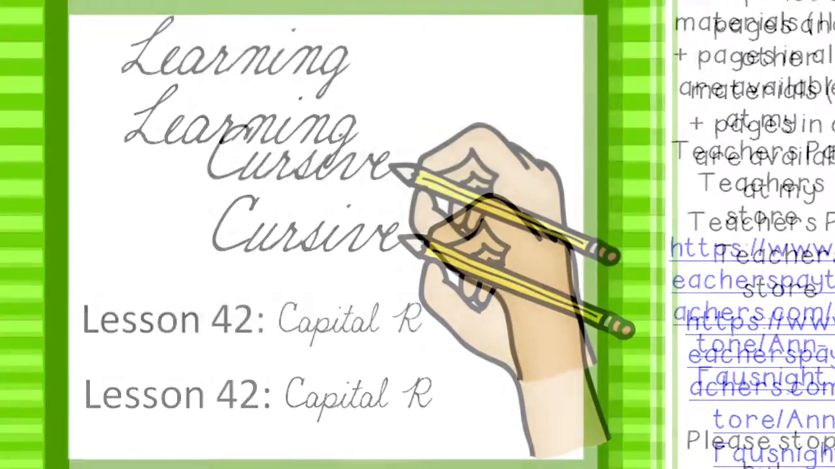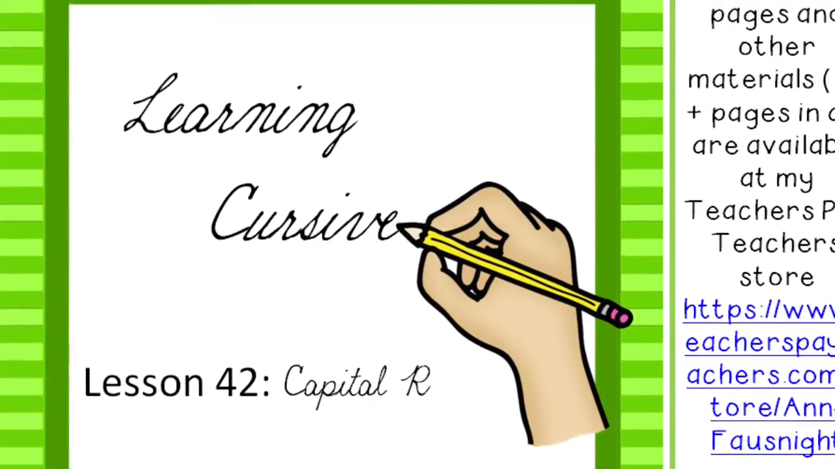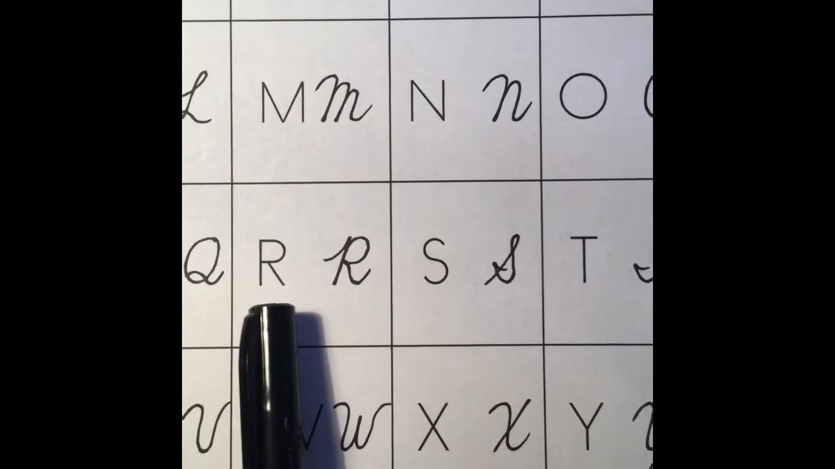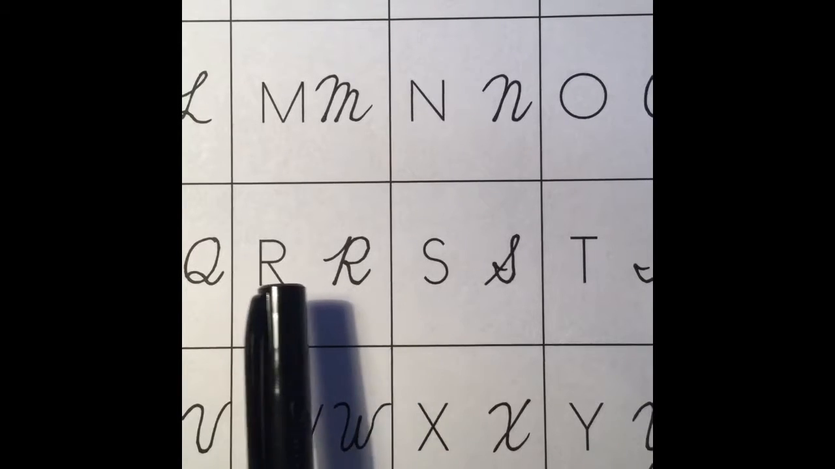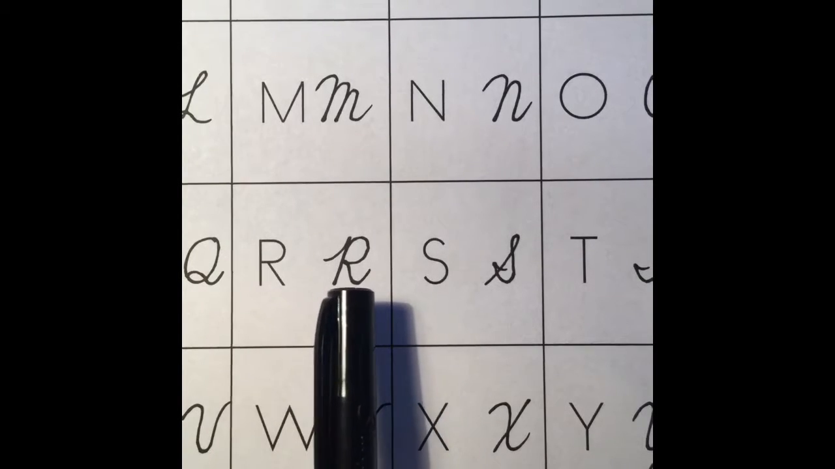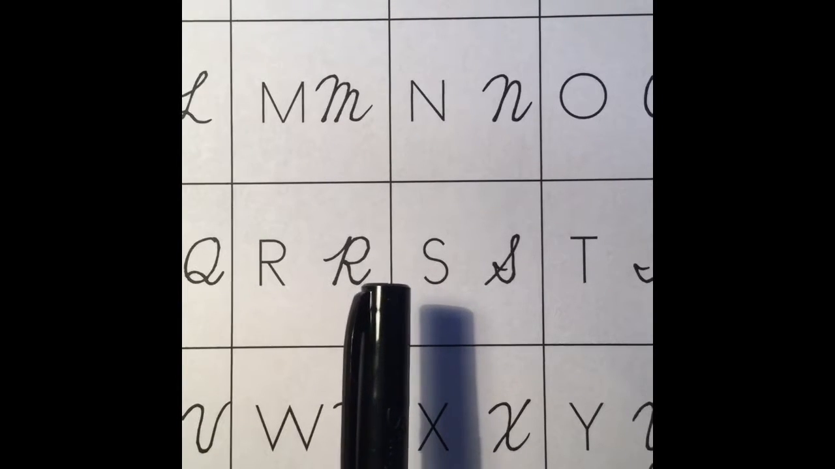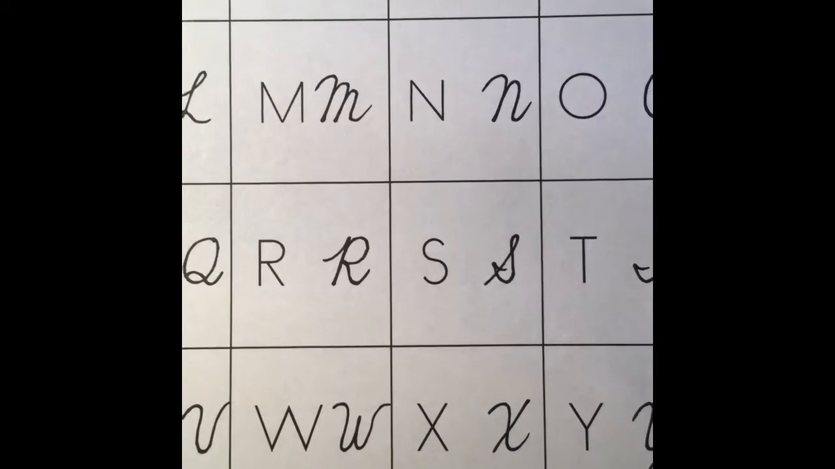www.teacherspayteachers.com/store/Ann-Fosnight. Learning Cursive, Lesson 42, Capital R. There are many similarities between capital R in printing and capital R in cursive. Capital R in cursive just has its slant and its connector lines added. Of course, capital R in cursive is very different than in lowercase.